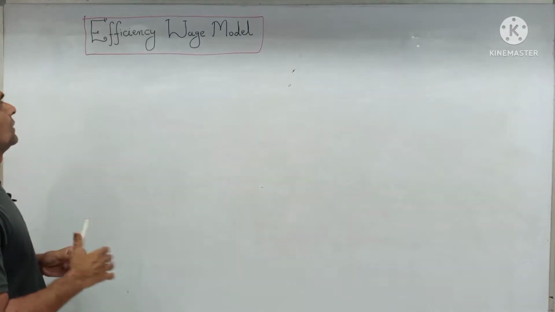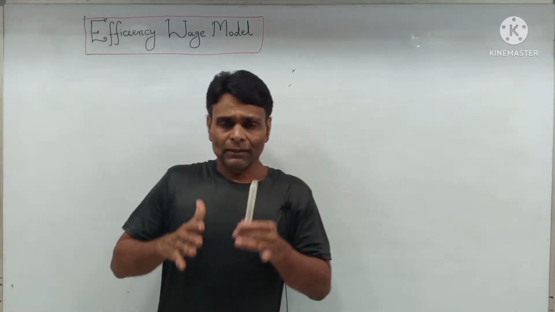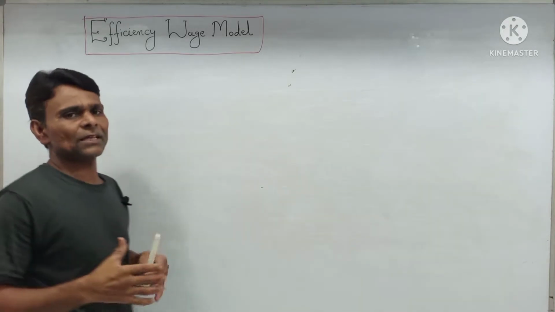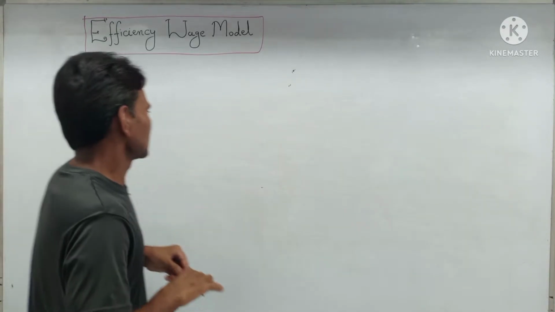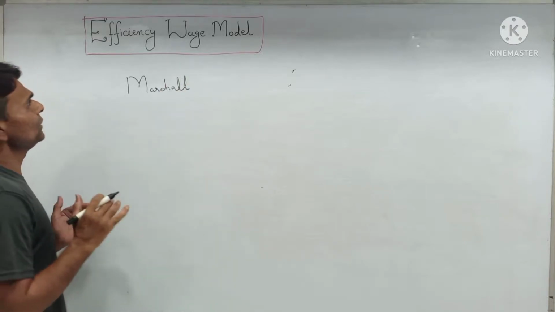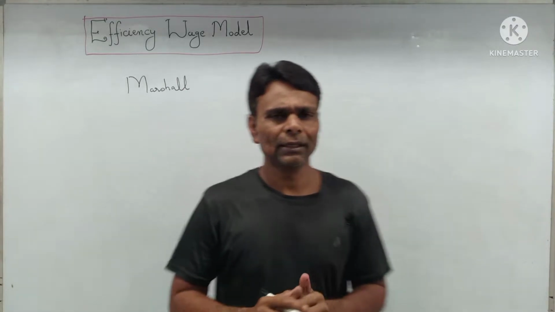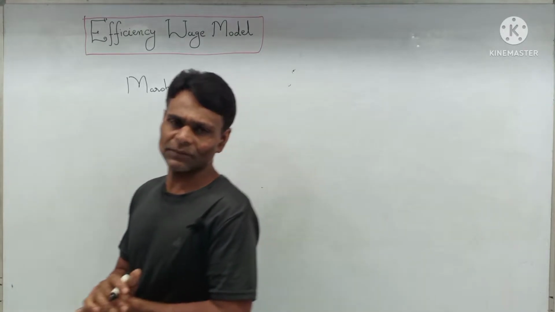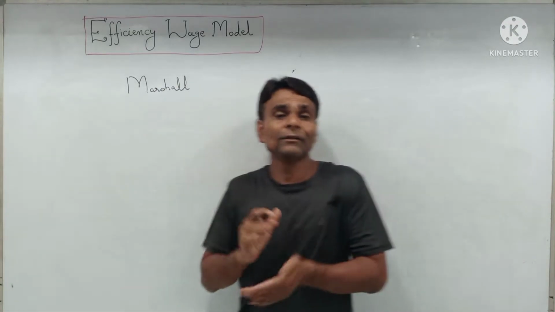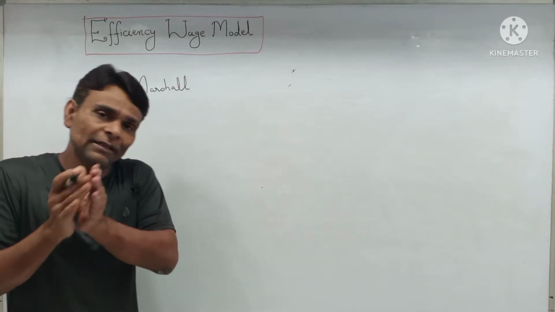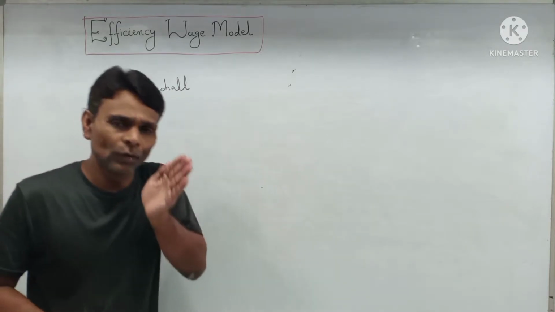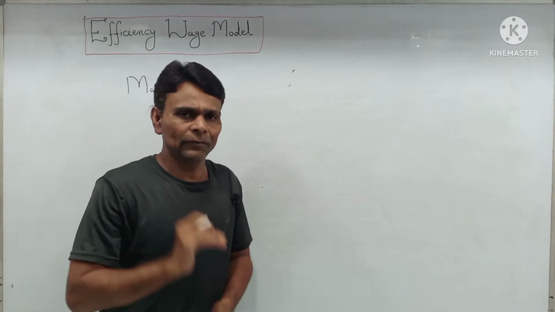Now let us start the efficiency-based model. The term efficiency-based model was first used by Alfred Marshall, that is Professor Marshall. According to the Marshallian efficiency-based theory, a firm pays different wages to workers for different levels of efficiency.